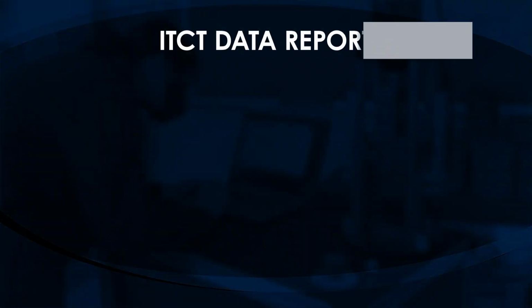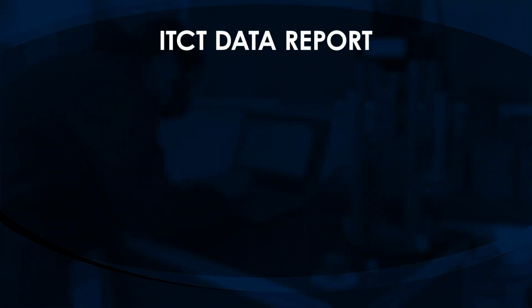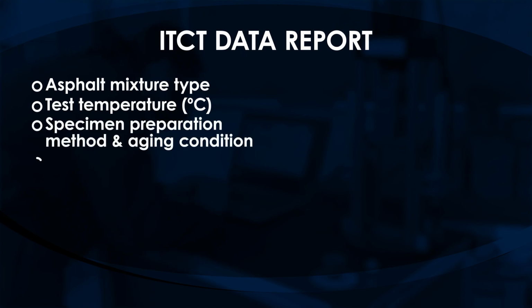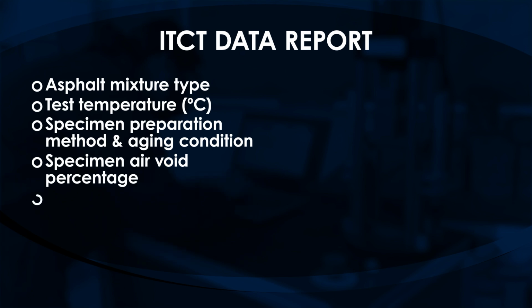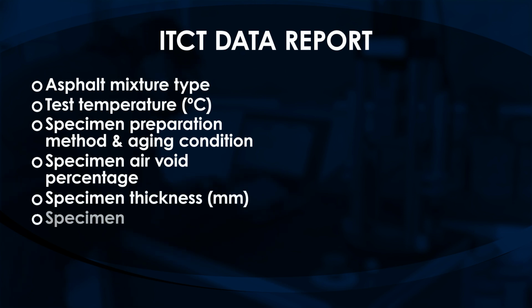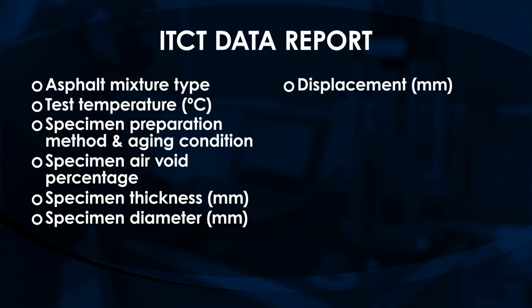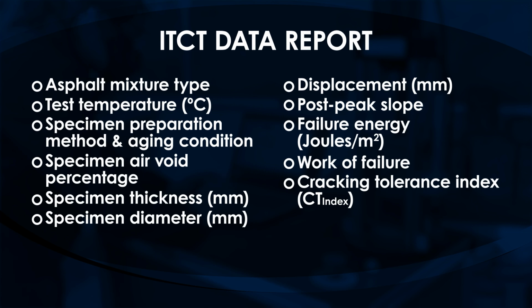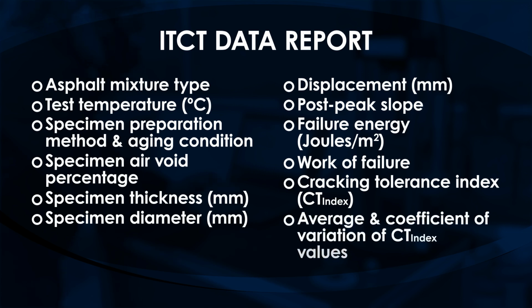An ITCT data report may include the following parameters for each test specimen: asphalt mixture type, test temperature in Celsius, specimen preparation method and aging condition, specimen air void percentage, specimen thickness in millimeters, specimen diameter in millimeters, displacement at 75% of the peak load after the peak in millimeters, post-peak slope, failure energy in joules per meter squared, work of failure, cracking tolerance index, or CT index, and average and coefficient of variation in percent of CT index values.